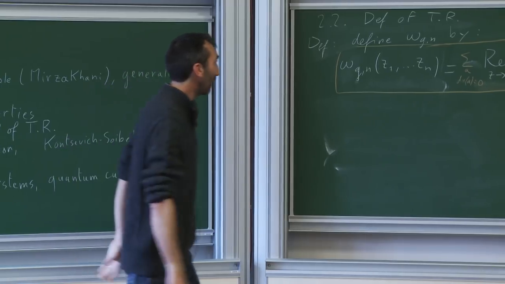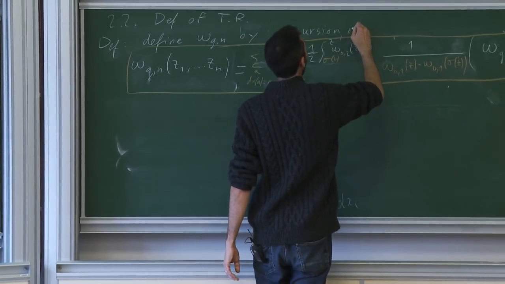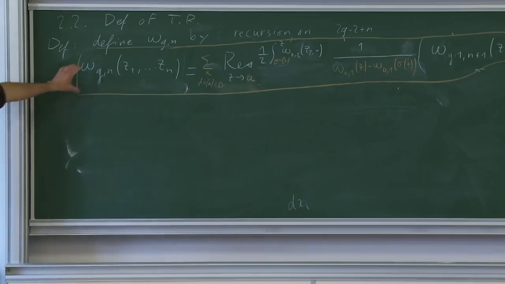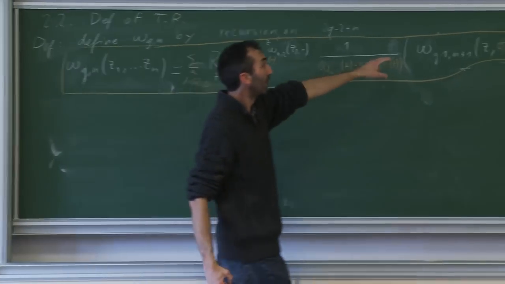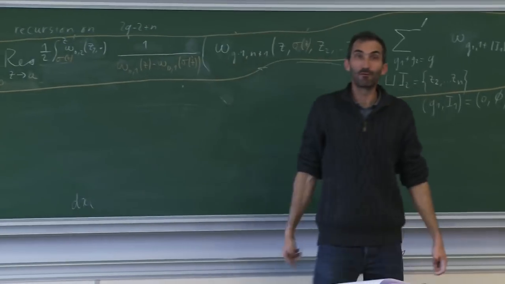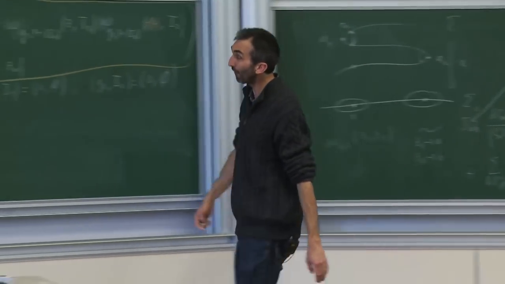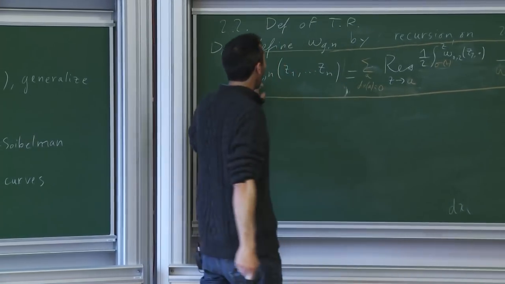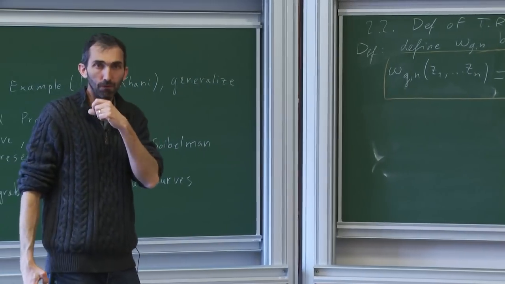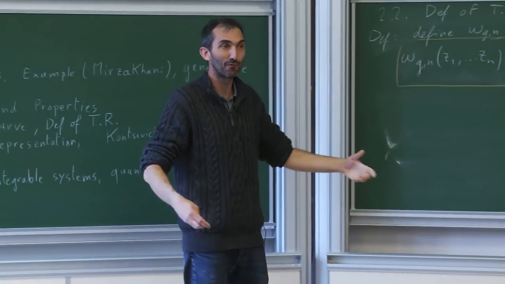So you define omega g,n by a recursion on 2g minus 2 plus n. It's a recursion on that number because to express the left-hand side, you need to have already computed some omega g',n' with a smaller value of this number. In fact, it means that you can compute omega g,n in exactly 2g minus 2 plus n steps. So in the first step, you determine omega 0,3 and omega 1,1. In the second step, you can compute omega 0,4, and so on.